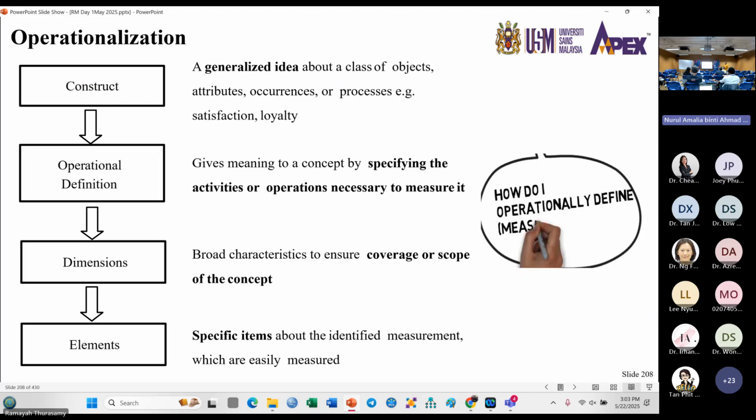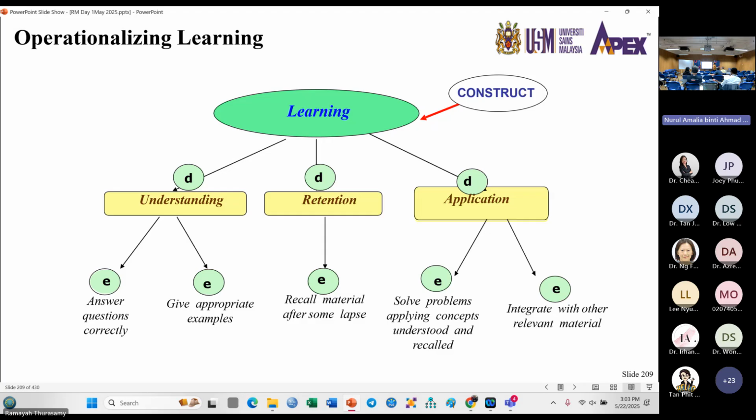If you are expected to develop your own instrument, this is the process you need to go through. You start with the construct and then the operational definition. Sometimes you have dimensions and then elements. So what it means is, say we want to measure learning. Learning has 3 dimensions: understanding, retention, and application. To measure application, we have 2 items. To measure retention, 1 item, and understanding, 2 items. This is how you develop an instrument, if you need to develop your instrument.